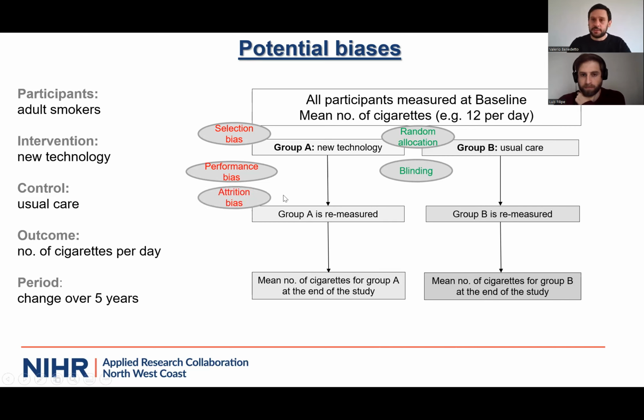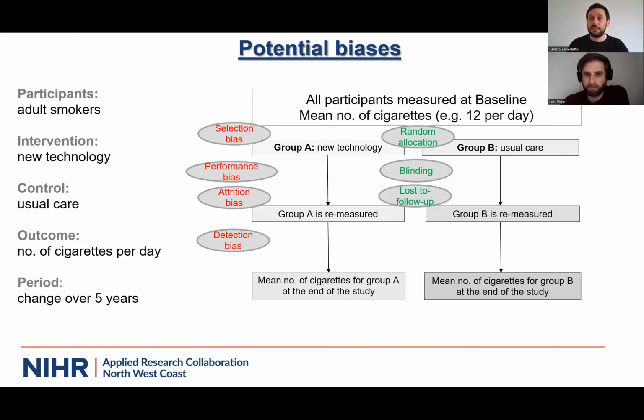Another problem researchers might need to consider is attrition bias. Where we have different numbers of people dropping out of the trial, the effectiveness might be overestimated if we exclude the data from people who dropped out during the trial for the usual care group, for example. And then at the end of the trial, researchers measure the outcome. In this case, we have a number of cigarettes per day, but there might be also other outcomes which researchers want to take into account.